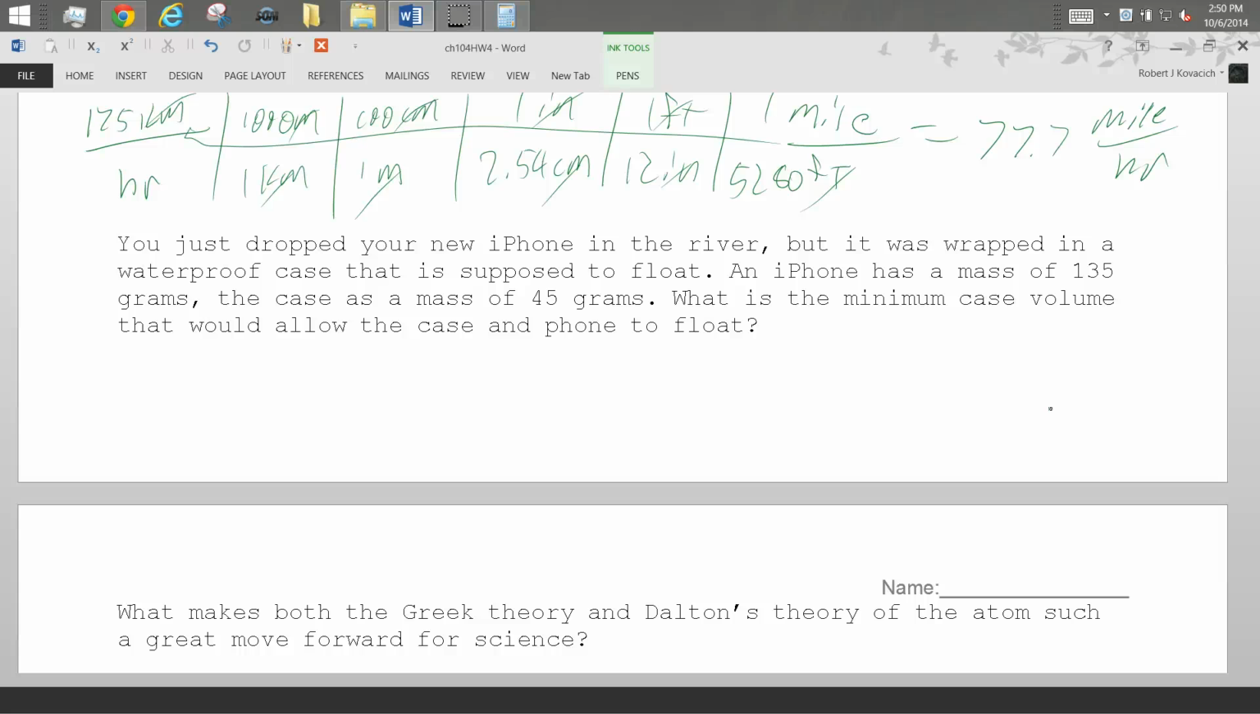Great. So what volume do you need? 181. Sure, 181 would be enough. You need to have a slightly greater volume than you do mass to get something to float. Are we okay with that? If the volume is larger than the mass, and we're talking grams and milliliters, then the thing's going to float.